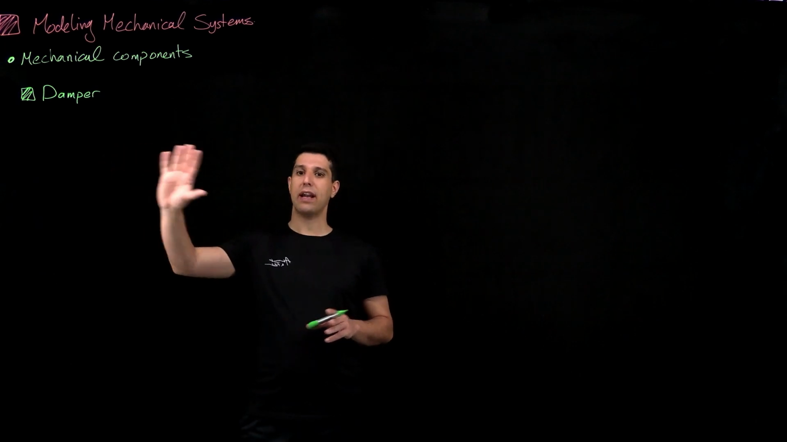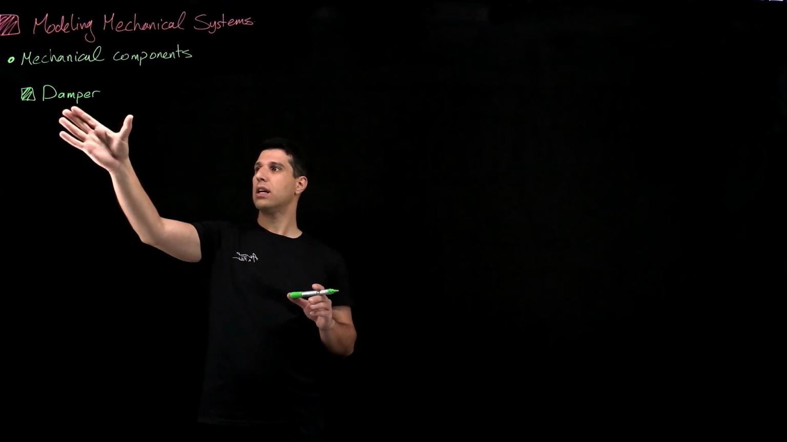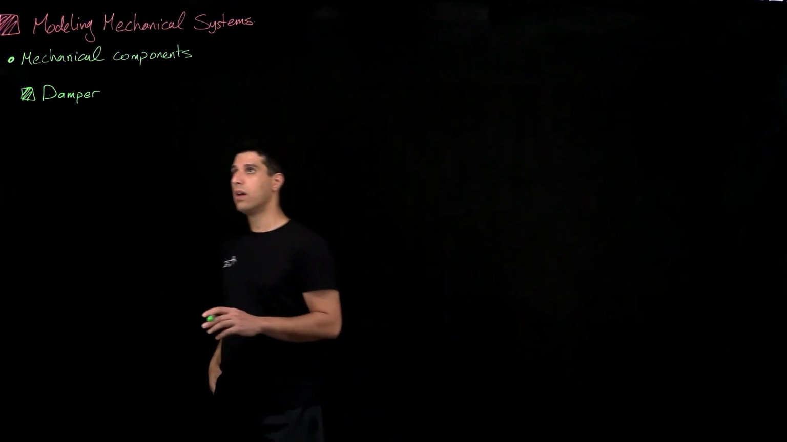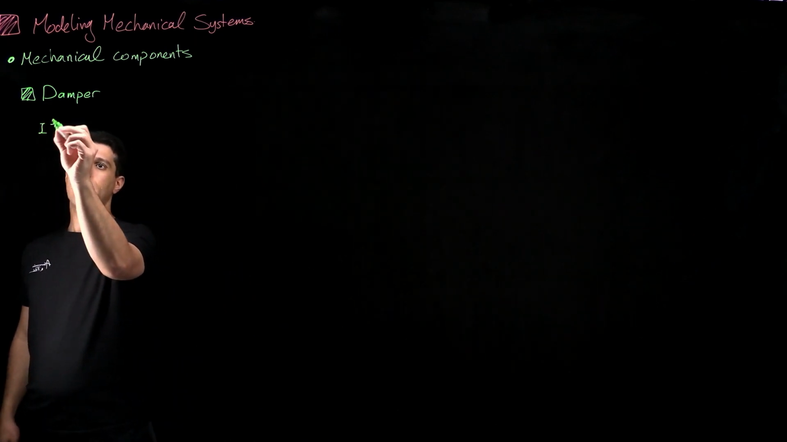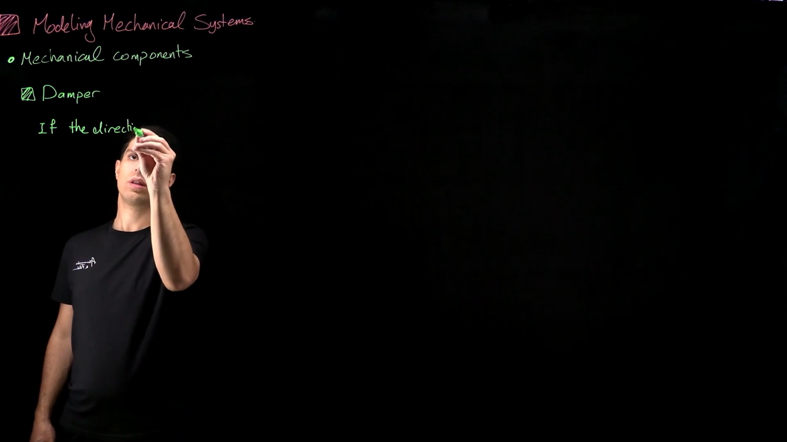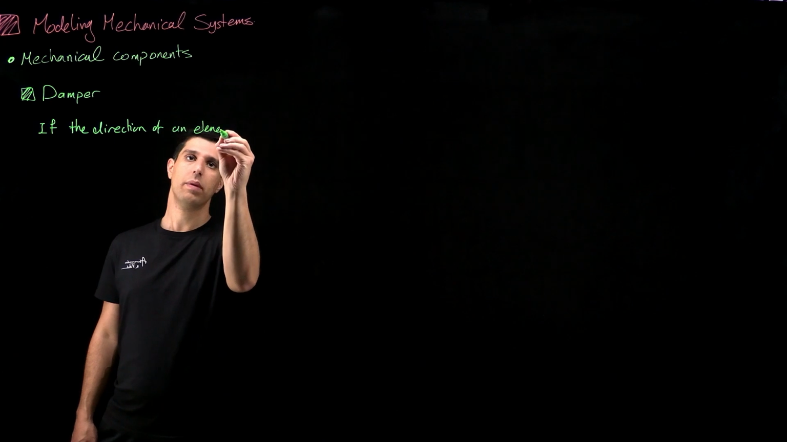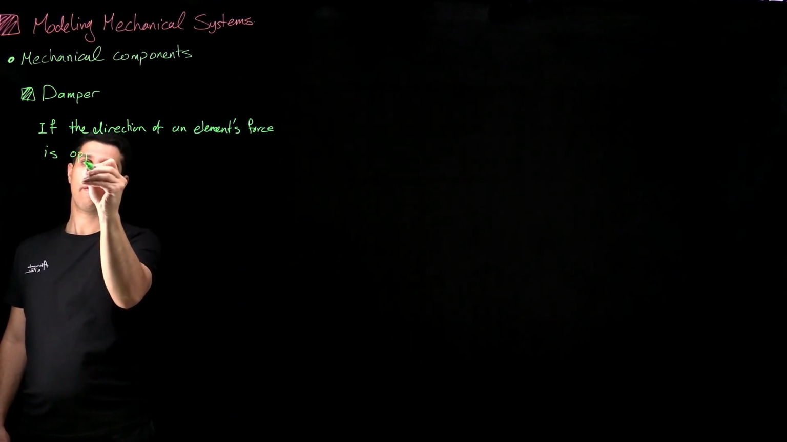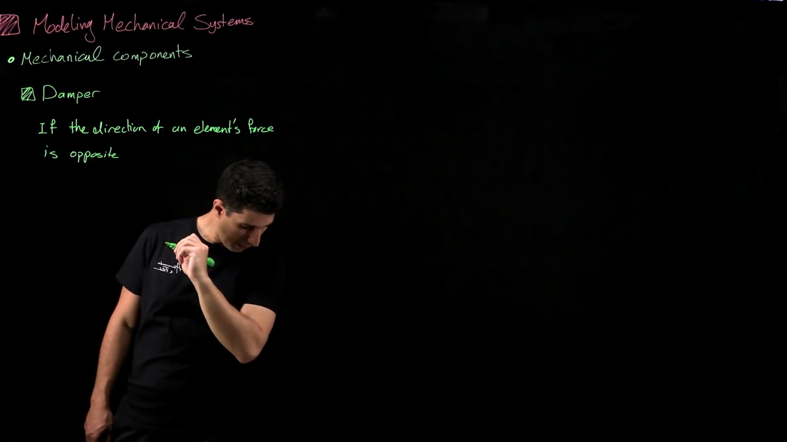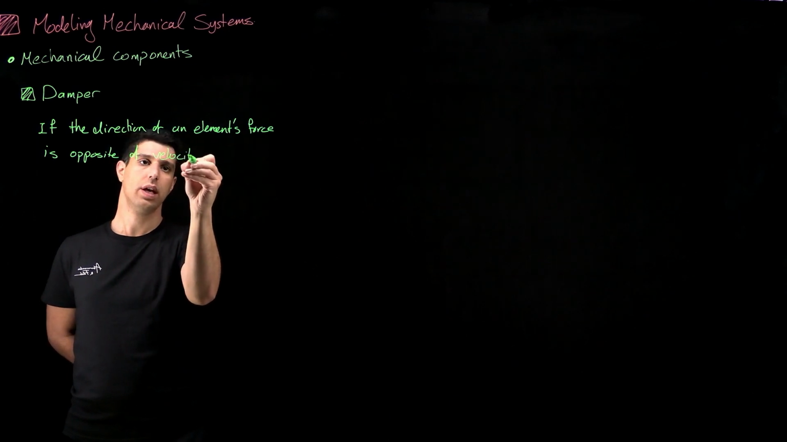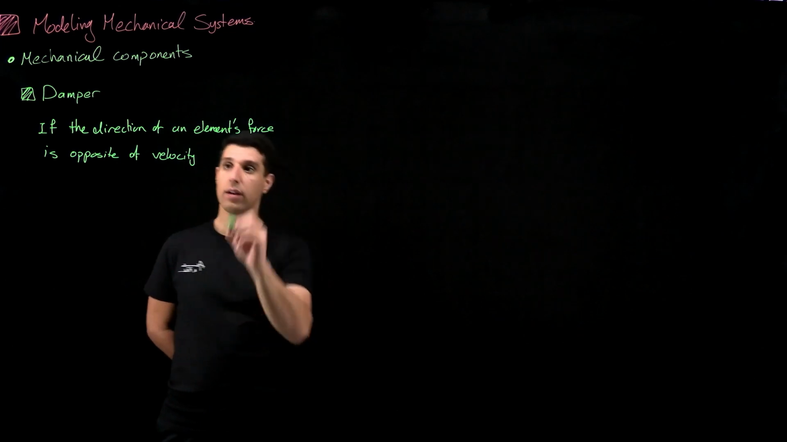The difference between a damper and an active system that takes energy is the characteristic way the damper takes energy from a system. If the direction of an element's force is opposite of its velocity, we have a damper.